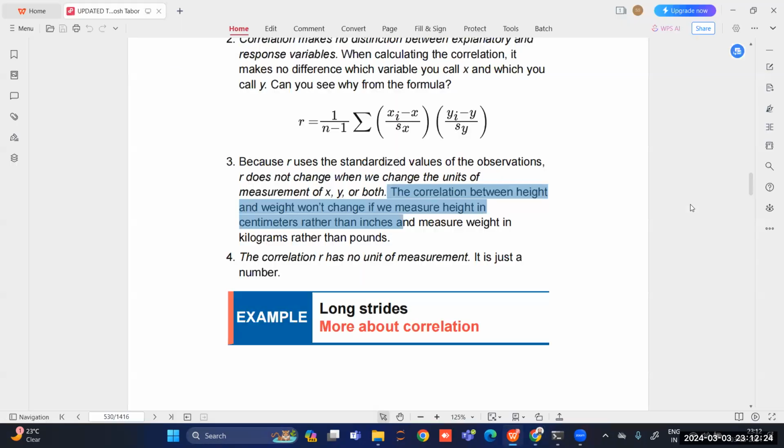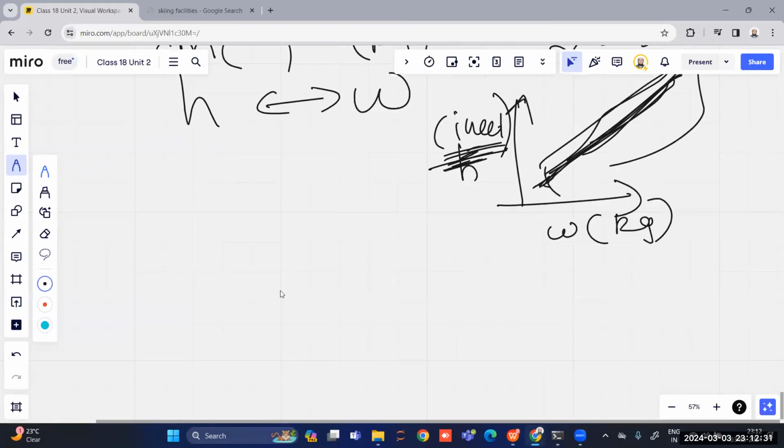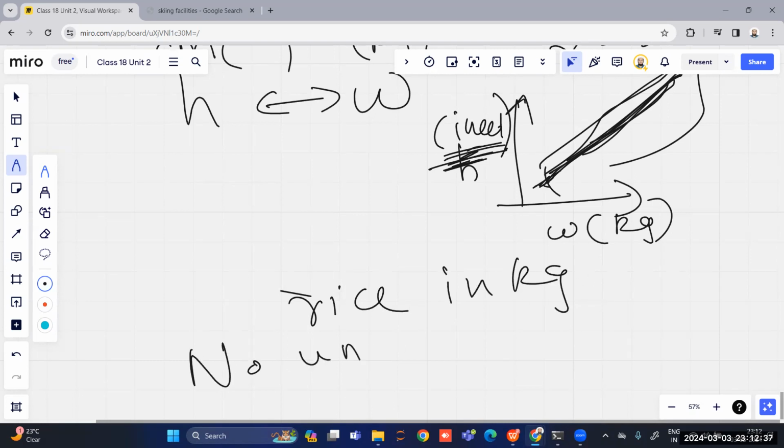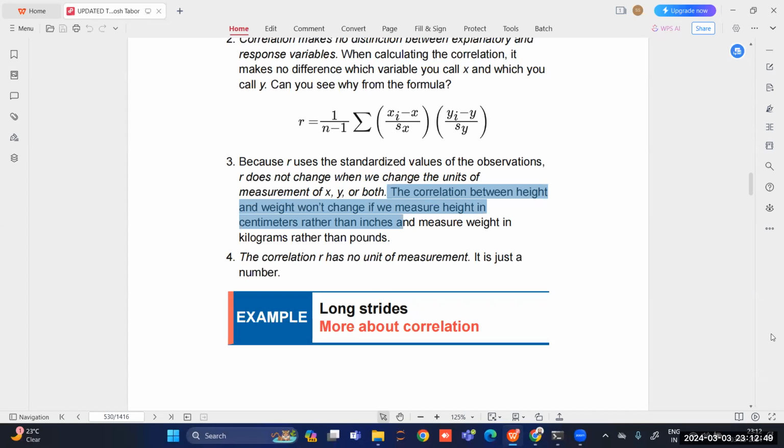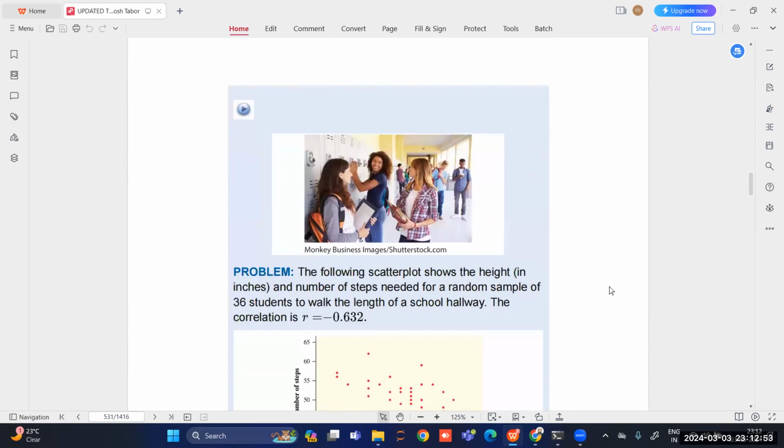Did you get that, right? Yeah, I got that. Okay, the correlation r has no unit of measurement. So as we measure rice in kgs, but there is no unit for r. It is a unitless quantity. Did you get that, right? All the facts about r, you need to list it down in your notebook so it will be better remembered further.